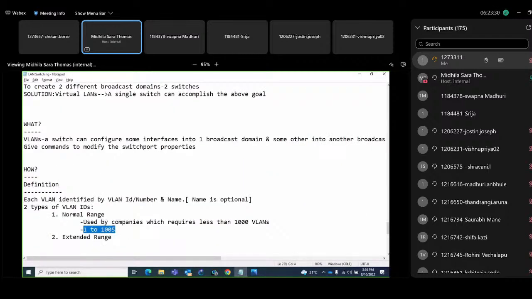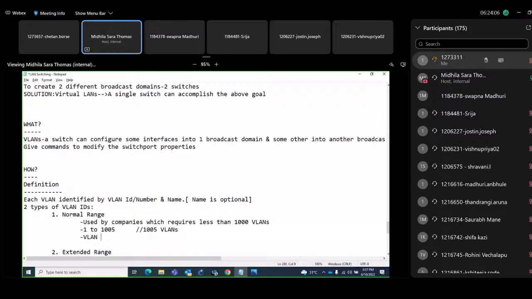You are telling 1 to 1005. So a total of how many VLANs in this range? I can create 1005 VLANs, right? It's 1005. When it is 0 to 1005, it would be 1006. Now you will be thinking, then why did you write it as less than 1000 VLANs? Why couldn't it be less than 1005? Anyone have this doubt? Because of course, 1005 are there. You suddenly wrote only less than 1000 VLANs.